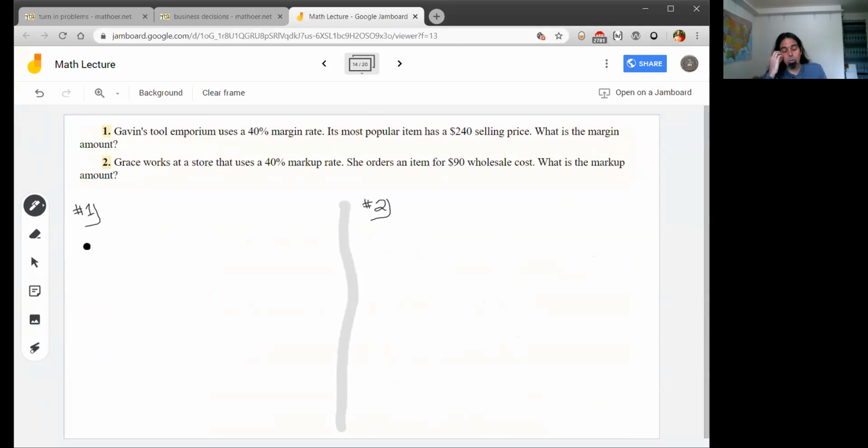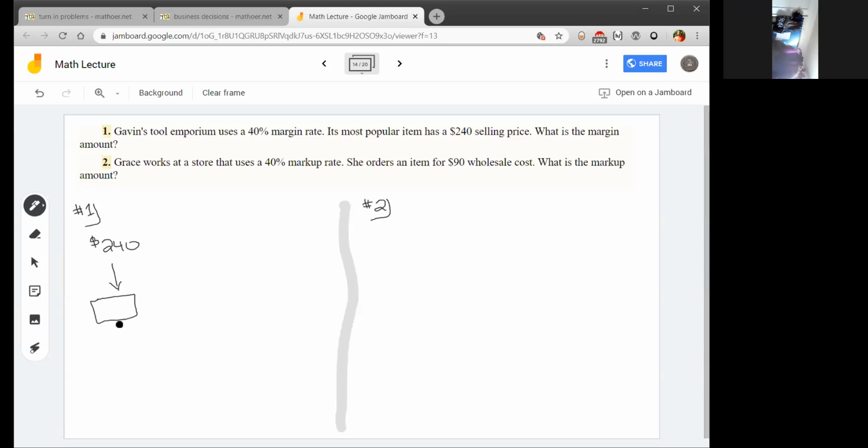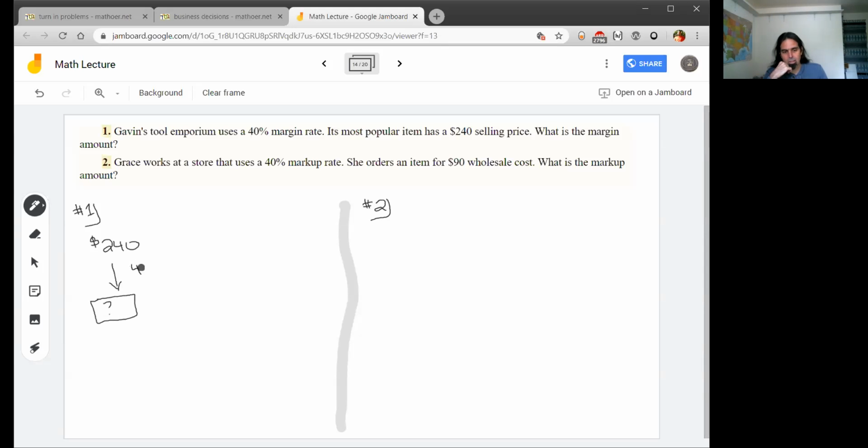What does my picture look like for number one, my little diagram? I have percent times selling price. Margin rate, excuse me, times selling price, 240, is the selling price up high. The wholesale cost is what I'm looking for, except I'm not actually looking for that. I just don't know it. It has a 40% margin rate. I should think to myself, hey, the margin rate goes down. Everything is nice in this picture. And then like Donna said, we're just multiplying.